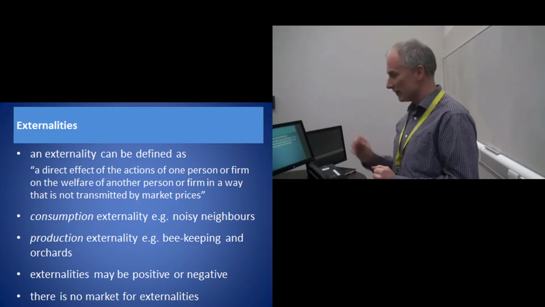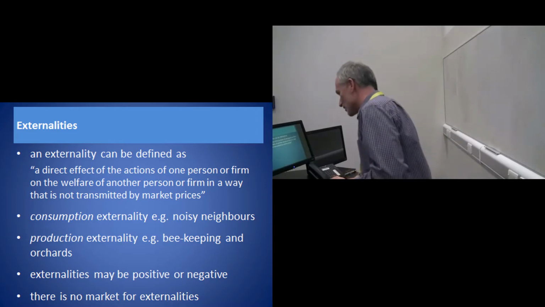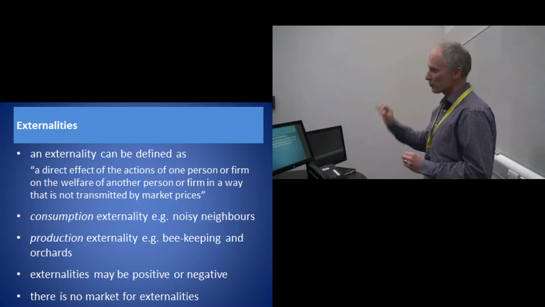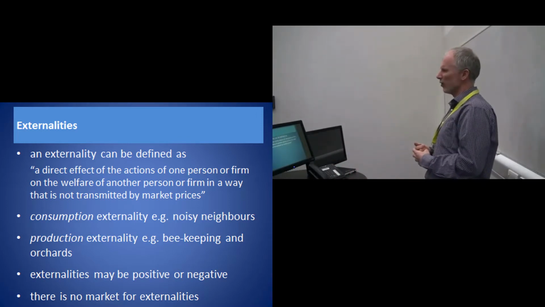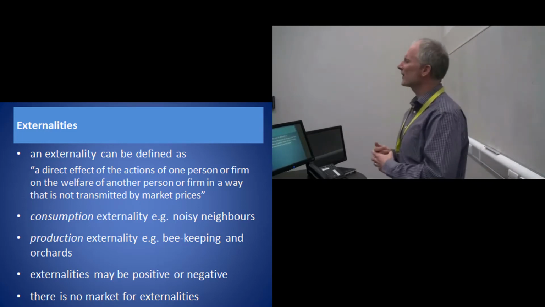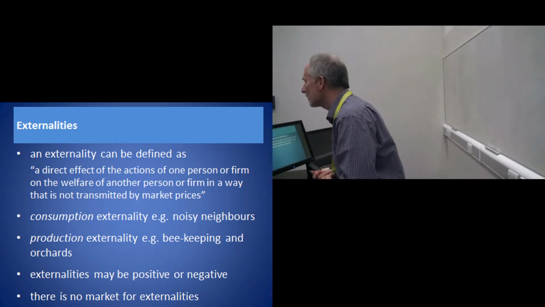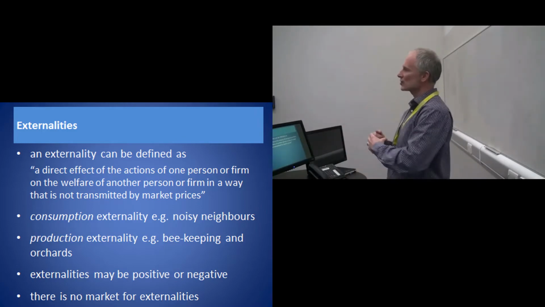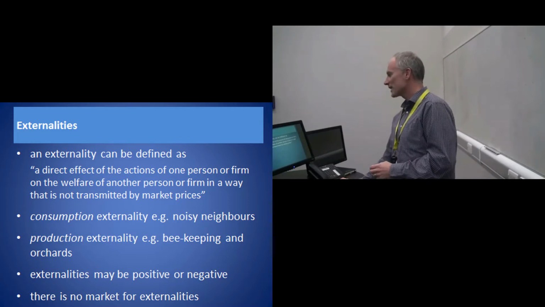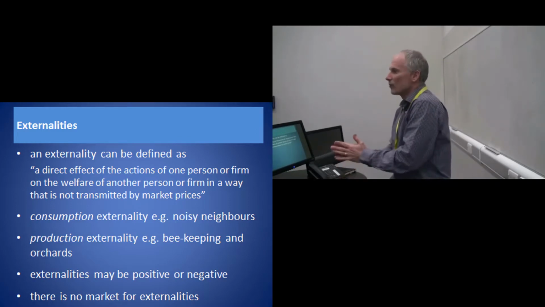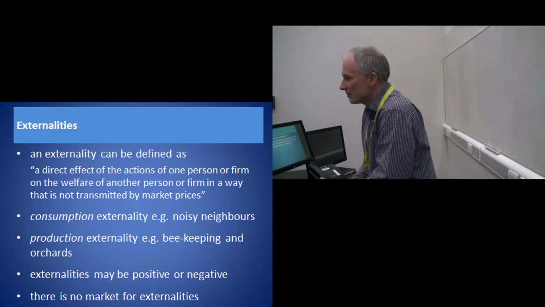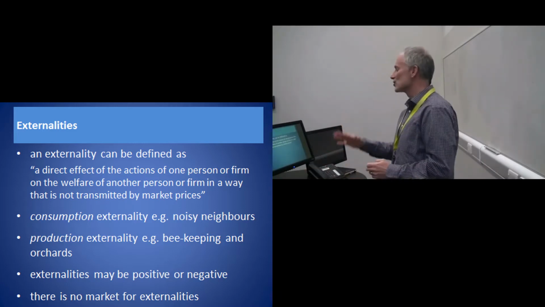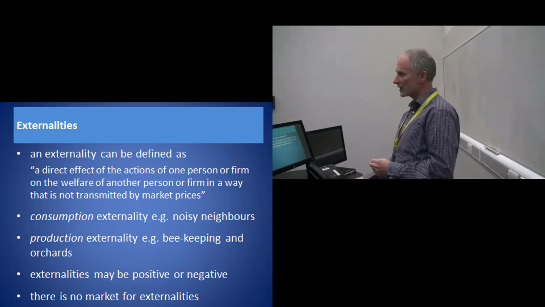But this part here, this is the important thing about externalities: in a way that is not transmitted by market prices. So you've studied externalities before, and you've probably got an idea about what an externality is. But again, if I put that definition up there, it's not immediately obvious. So that's just our definition, just to get us going. And the important part is this last part here: a person or firm affects another person or firm, but in a way that is not transmitted by market prices.